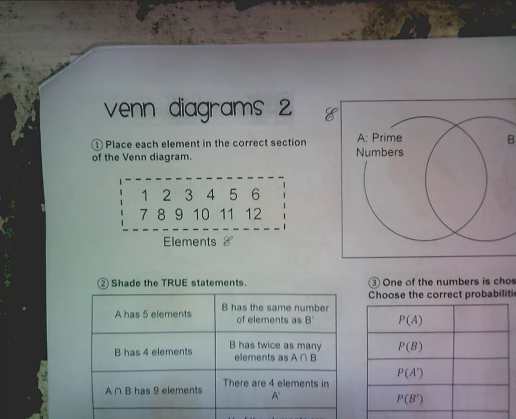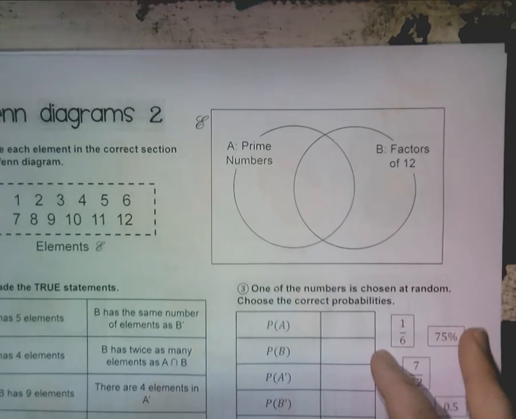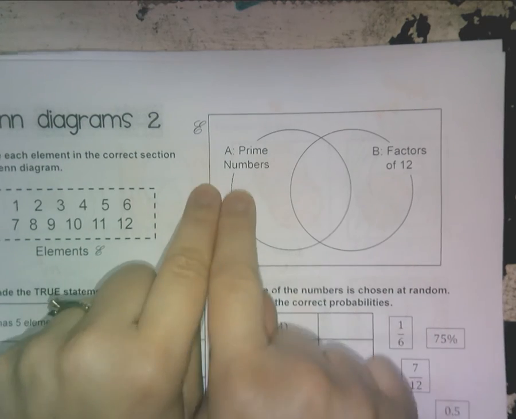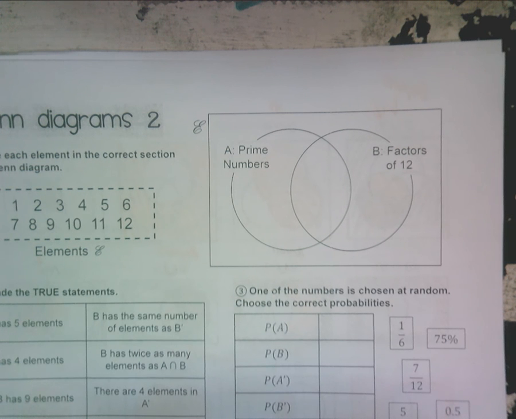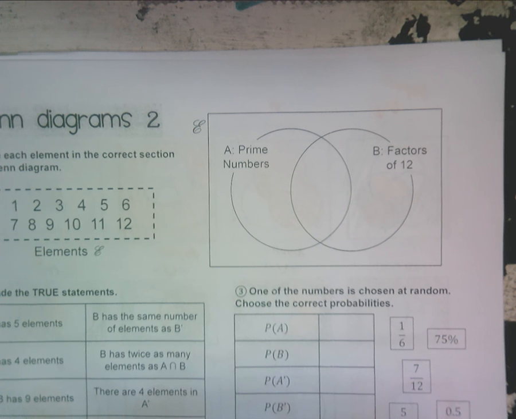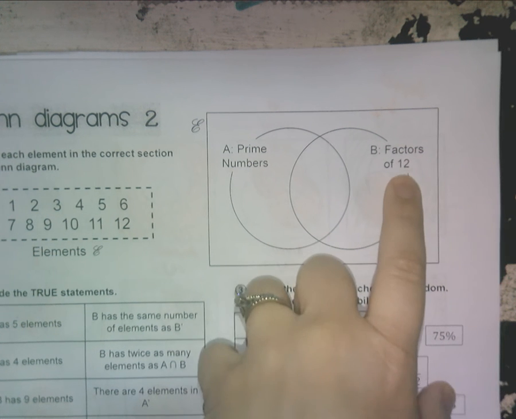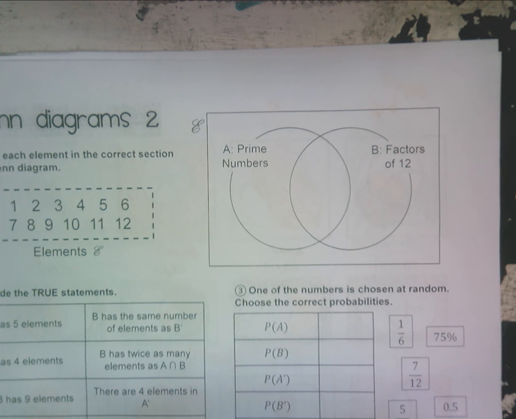We are going to place each element in the correct section of the Venn diagram, okay? In one, the A, we have prime numbers. Do you remember what prime numbers are? I hope you do. Numbers that are only divisible by 1 and itself. 2 is the only even prime number, FYI. 1 is neither prime nor composite. And then we have factors of 12. What are factors of 12? Numbers that can divide into 12. Okay, so let's fill this out right now with these numbers.